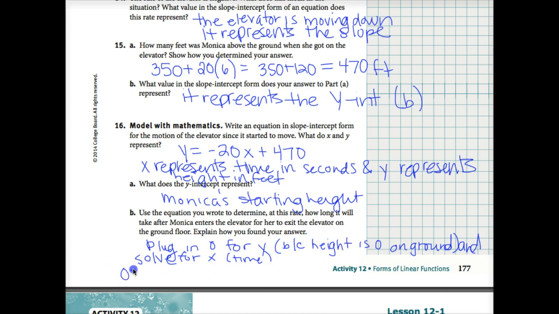So if I plug 0 in for y, I've got 0 equals negative 20x plus 470. So in order to solve for x, I subtract 470 first. That gives me negative 470 equals negative 20x. Then my next step would be to divide by negative 20. That doesn't come out evenly, but this is a real life situation, so we're allowed to use a decimal. We get x equals 23.5. And it asked how long. We do need a label here, so it'll be 23.5 seconds that it would take her on that elevator trip.